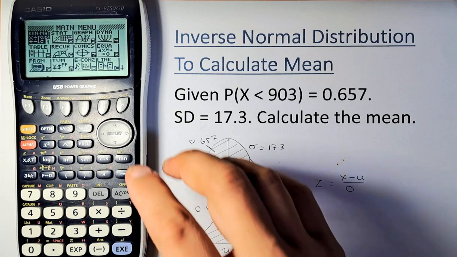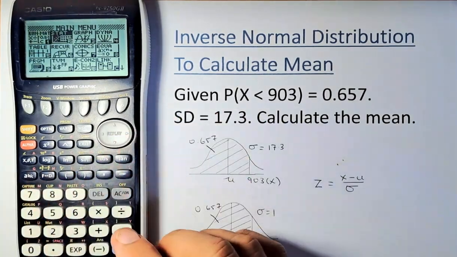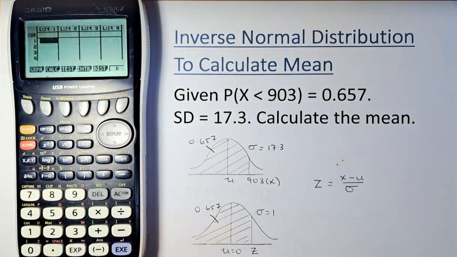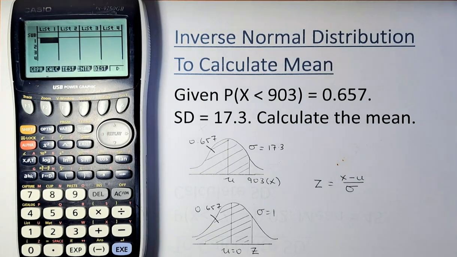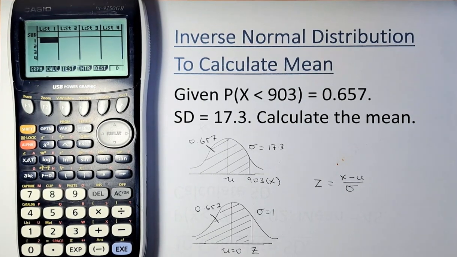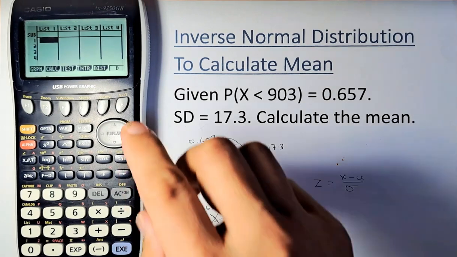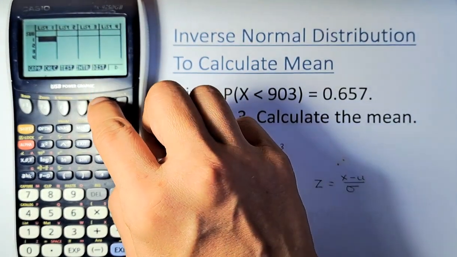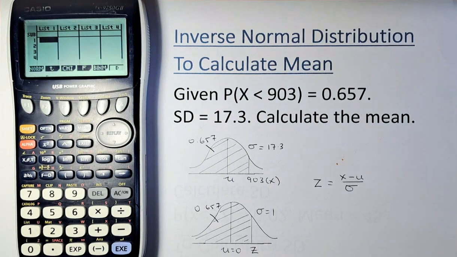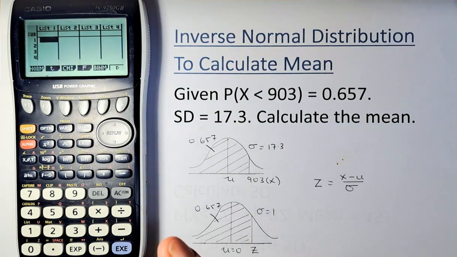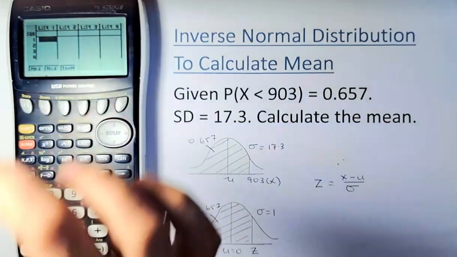What we do, we're going to go to the stats button. Once you go to the stat button, you press the execute button, and now you have to look for the distribution. There are 5 options: graph, calculate, test, interval, and distribution. So F5 is distribution, press the F5 button. Again, we are doing normal. Normal is NORM, which is F1, press the F1 button.